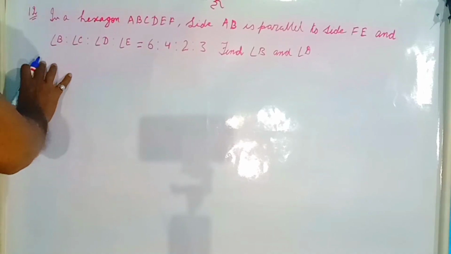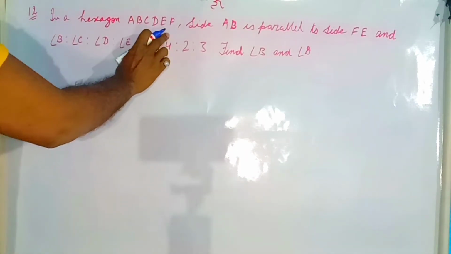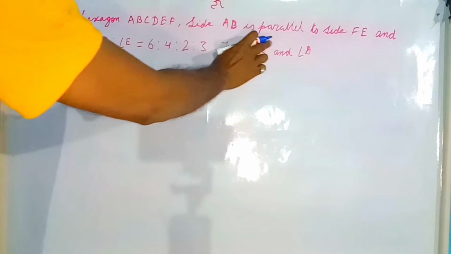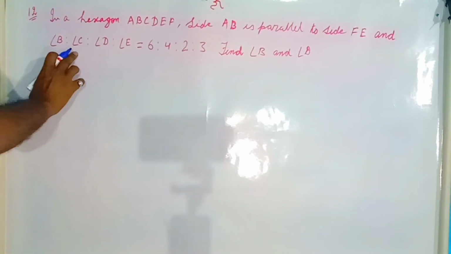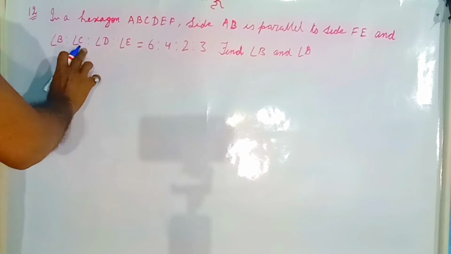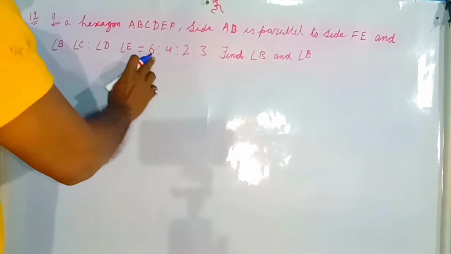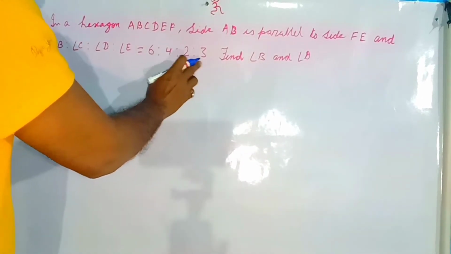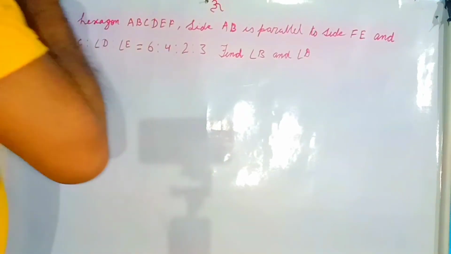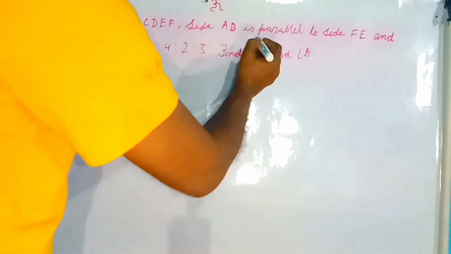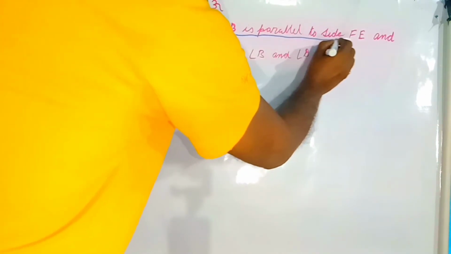The next question is question number 12. In a hexagon ABCDEF, side AB is parallel to side FE, and angle B is to angle C is to angle D is to angle E equals 6 is to 4 is to 2 is to 3. Then we have to find angle B and D. This question depends upon this line: AB is parallel to side FE.